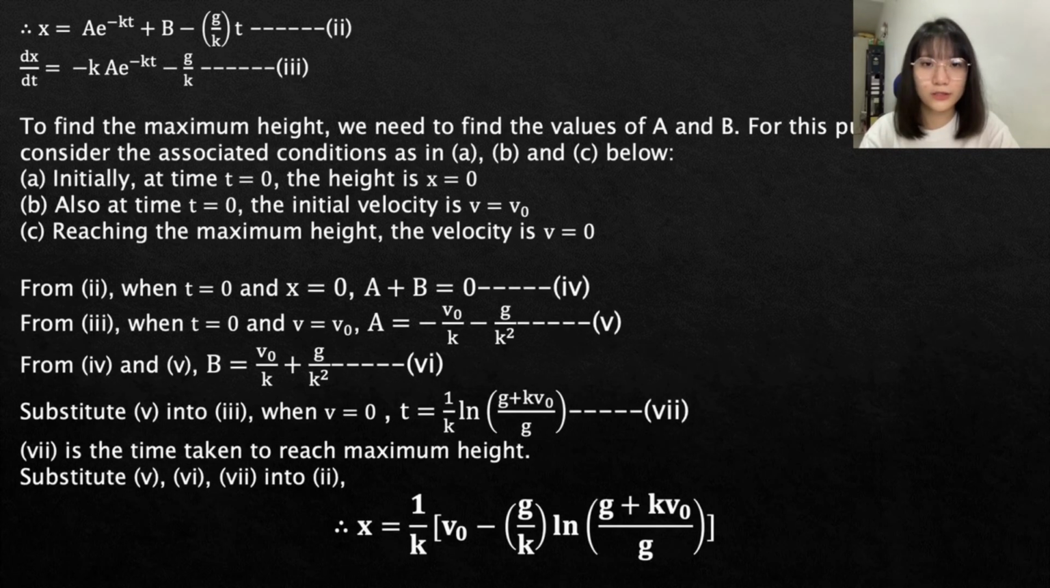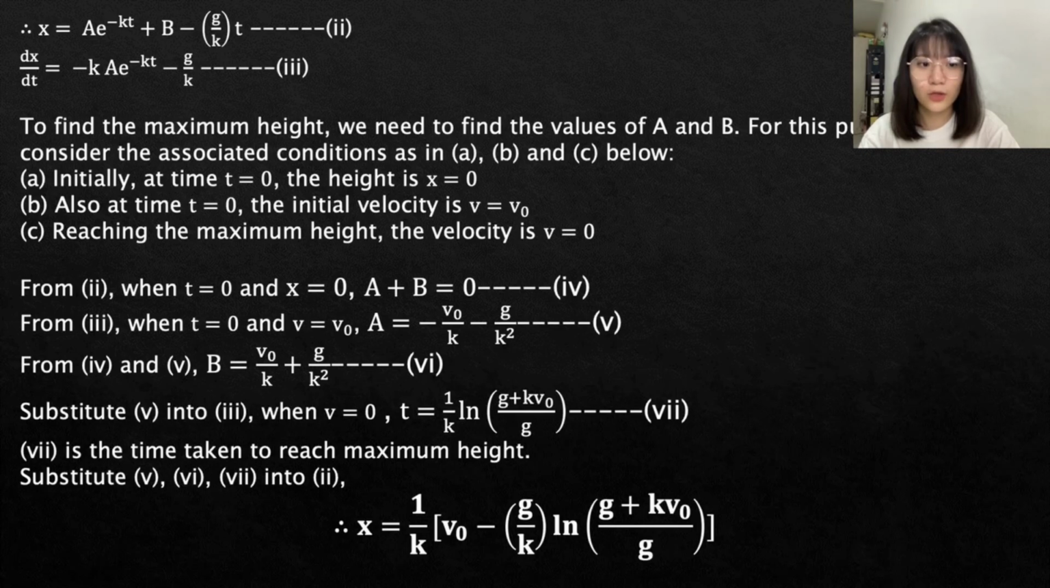Next, we will consider A e to the power negative kt plus B minus g over k times t as our second equation. After differentiating the equation, we get negative k times A e to the power negative kt minus g over k, and this will be our third equation. To find the maximum height, we need to find the values of A and B. For this purpose, we consider the associated conditions as in A, B, and C below.